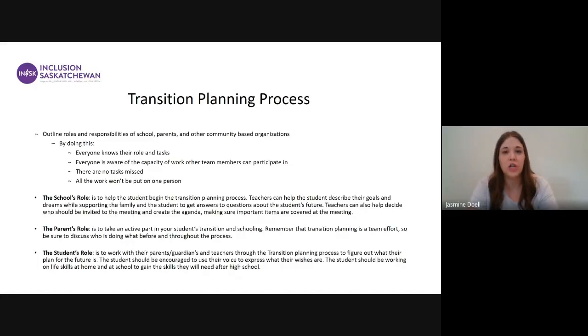The student should be encouraged to use their voice to express what their wishes are. The student should be working on life skills at home and at school to gain the skills they will need after high school. It's also important to respect differences. Planning will not work well if differences aren't respected and worked out in a healthy way.